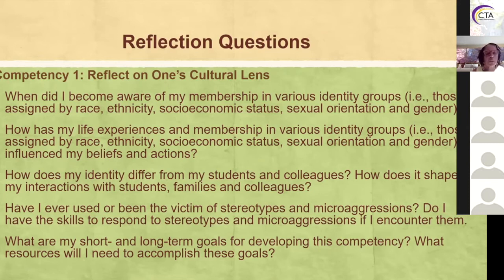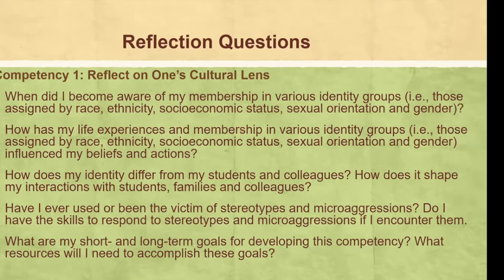Cultural competency number 1, reflect on one's cultural lenses. So you might want to ask yourself, when did I become aware of my membership in various identity groups, those assigned by race, ethnicity, socioeconomic status, sexual orientation, and gender? Okay, think about that. Number 2, how have my life experiences and membership in various identity groups, there again, those assigned by race, ethnicity, socioeconomic status, sexual orientation, and gender, influenced my beliefs and actions?